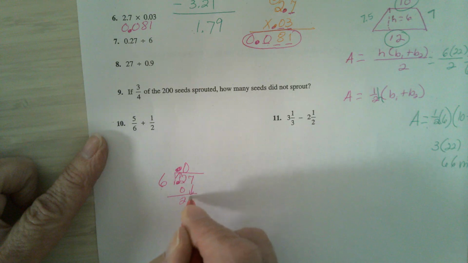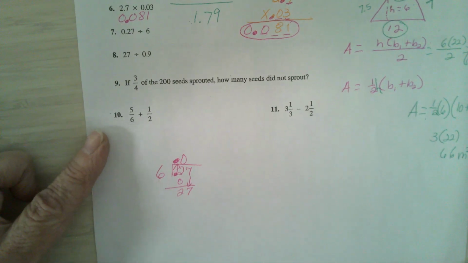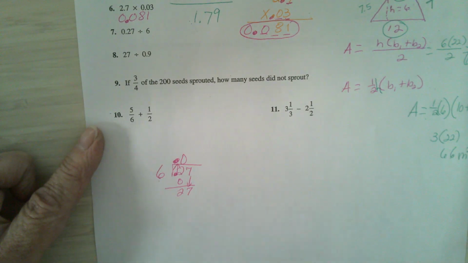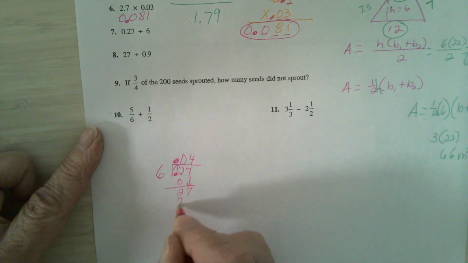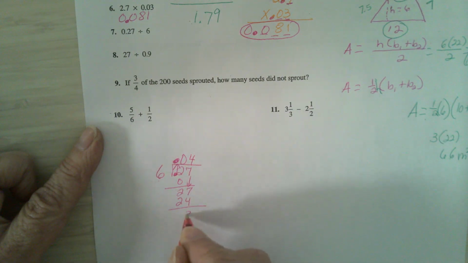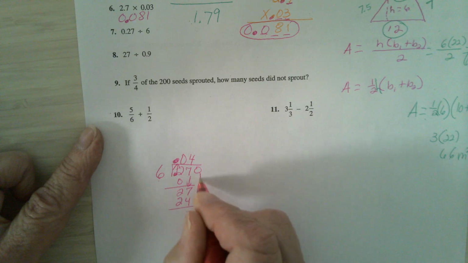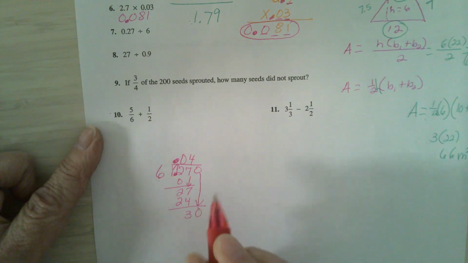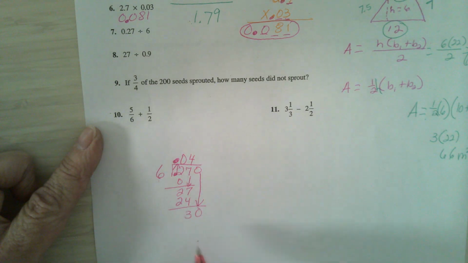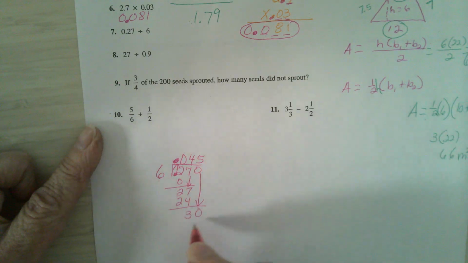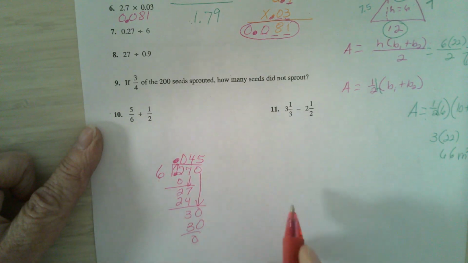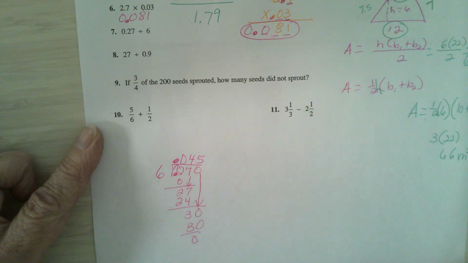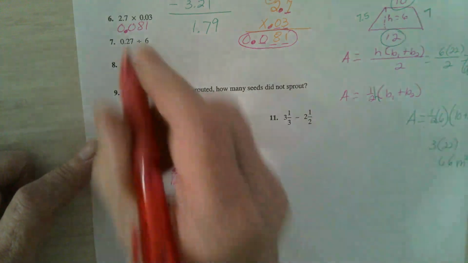Subtract. Bring down. How many 6's are in a 27? 4. 6 times 4 is 24. Subtract. Add a 0. Bring it down. How many 6's are in a 30? 5. And you end up with 45 thousandths. Any questions?